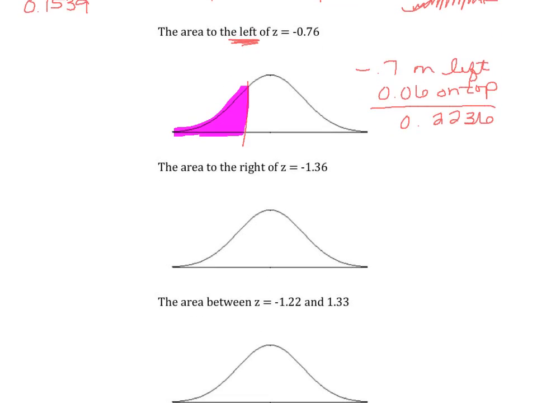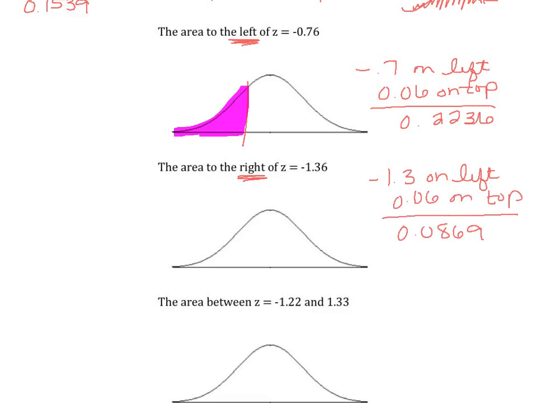So find the area to the right. So now we have to think about to the right since it's automatically shaded to the left. So we're going to look for negative 1.3 on the left of our column, and then 0.06 on top. We'll see that they collide at 0.0869. And remember, that is being shaded on the left, so over here. We want the stuff on the right-hand side.